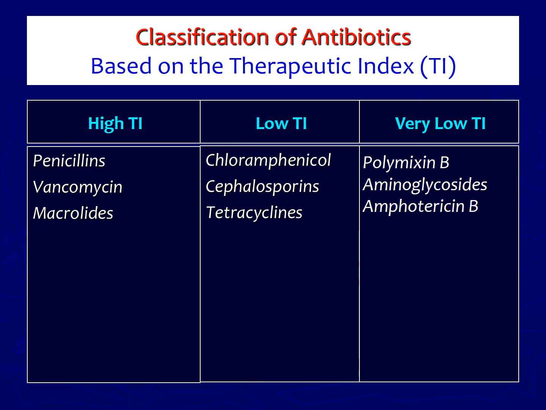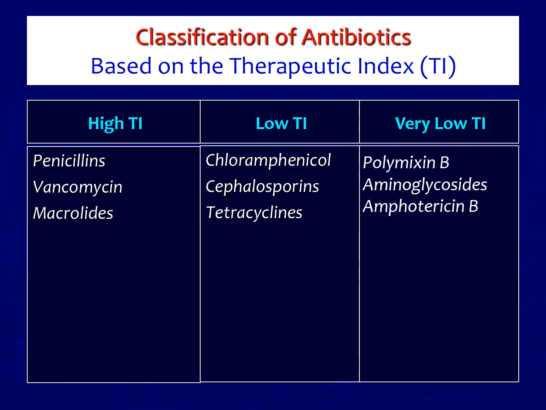Regarding therapeutic index, there may be high, low, and very low therapeutic index. What is therapeutic index? It's the margin of safety of a drug, usually calculated from how much dose is required to produce the therapeutic effects and what dose will produce the toxic or lethal effects. So a high therapeutic index means they are highly safer in nature.